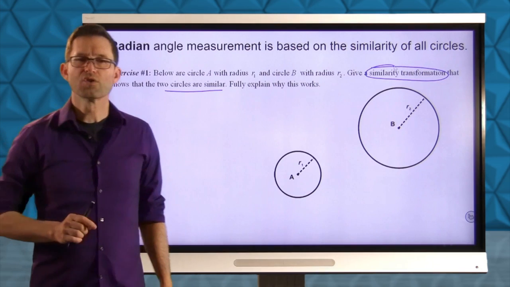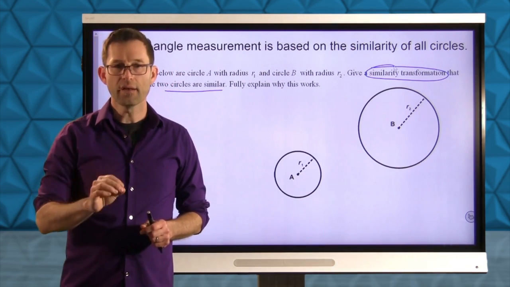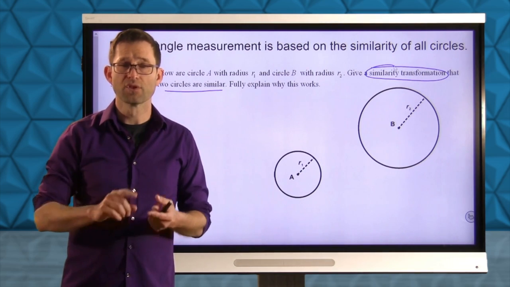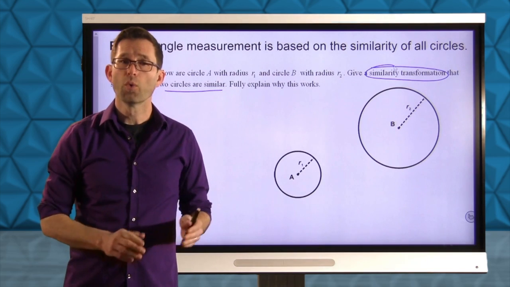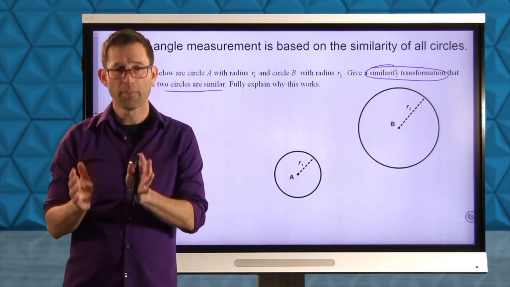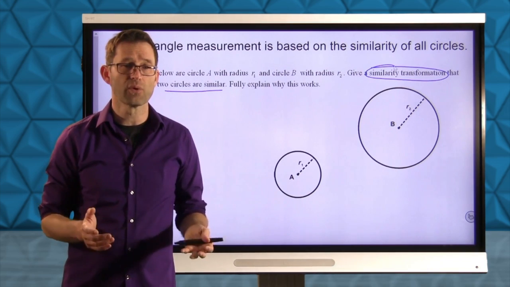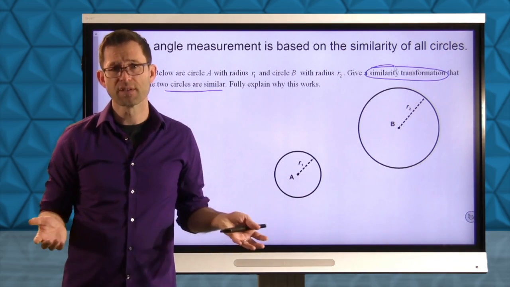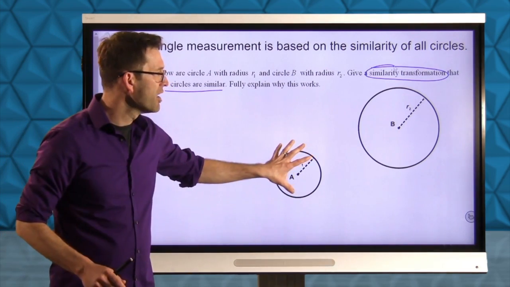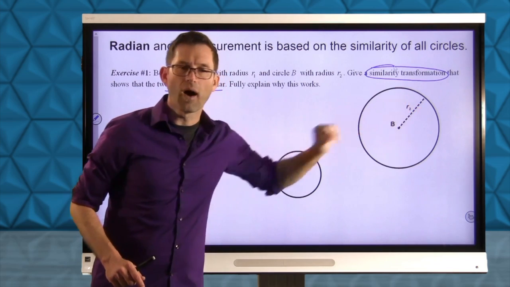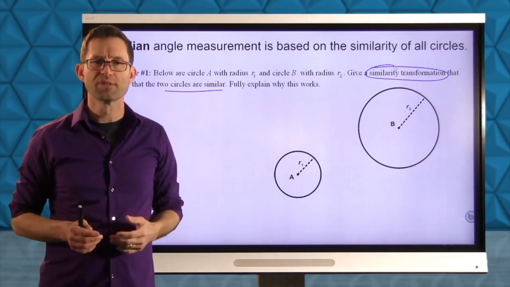All right, so remember, a similarity transformation is a set of transformations. Those could be translations, reflections, rotations, and dilations, which map one figure on top of the other. And it must include a dilation. It doesn't necessarily have to include any of the others, but it must include a dilation. So how could we get circle A mapped on top of circle B? Let's work through this together.